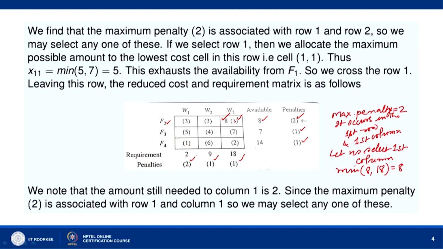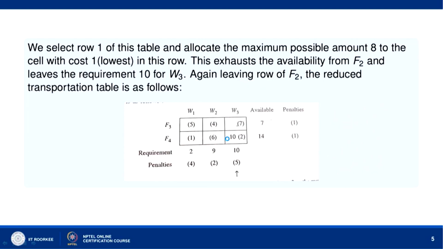So, we will cross out the second row and then we shall have the remaining 2 rows: 5, 4, 7 and 1, 6, 2. So, that will be our next transportation table. This is our next transportation table: 5, 4, 7, 1, 6, 2. Okay. We will again find the penalties. Penalties now are: the lowest cost is 4, next to smallest is 5.